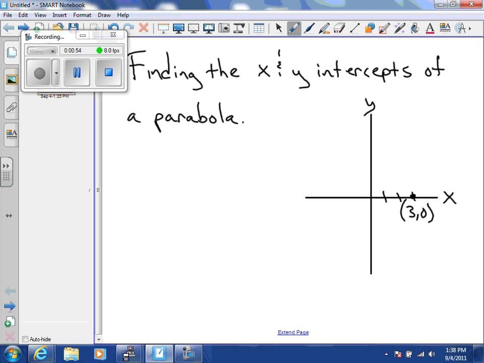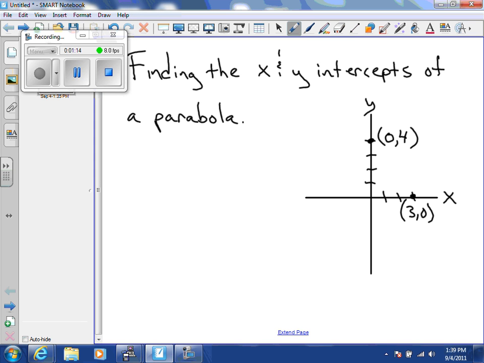Same thing for the y-intercept. If a point is on the y-axis, the only way that's possible is if the x value is 0. Oops, I wanted to write 0, not x. So this would be the ordered pair 0, 4. We use that to our advantage.